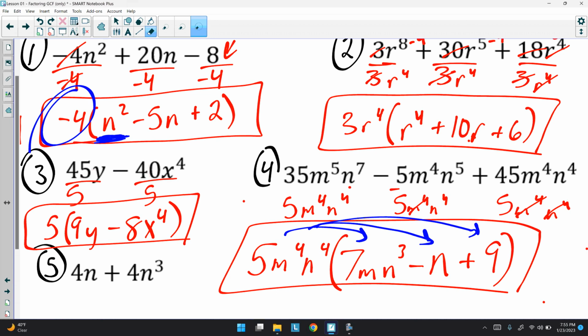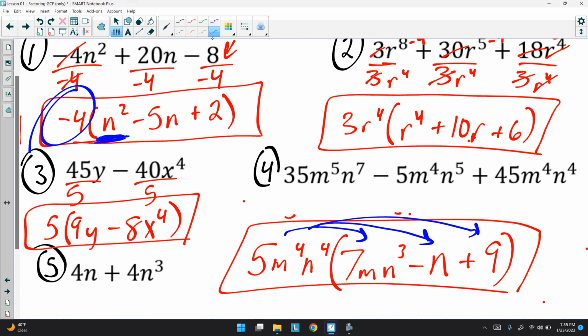I'm going to redistribute. So 5 times 7 is 35. M to the 4th times M, that is M to the 5th. 4 and 3 make 7. That checks out. 5 times a negative 1 is a negative 5. M to the 4th. 4 plus the 1 and 5.